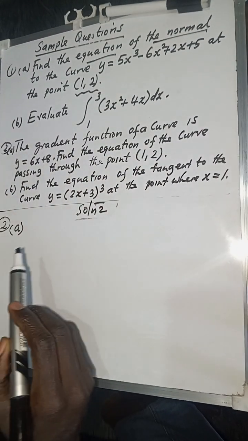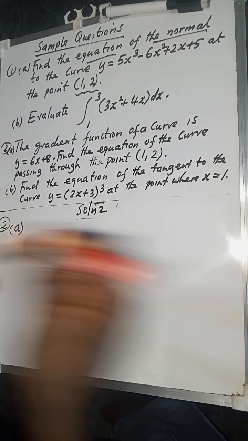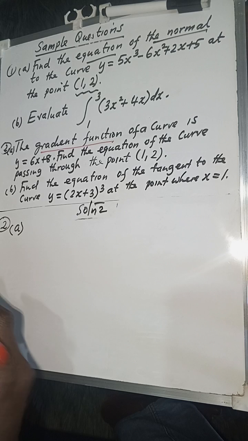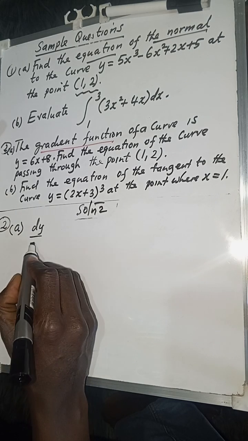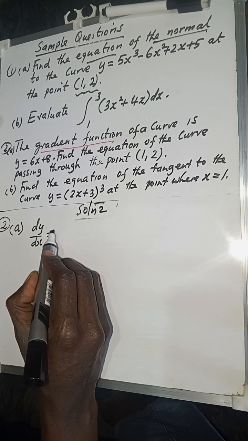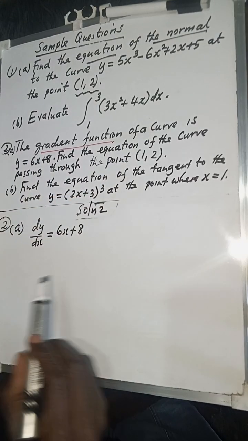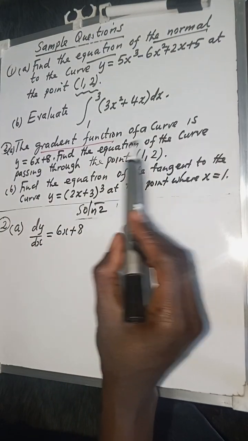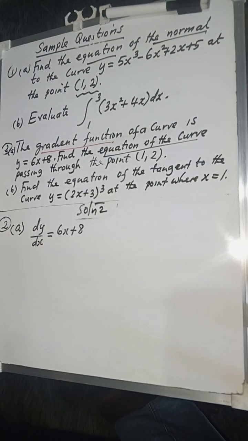So this question is slightly different. I want you to pay attention on 2A. It says the gradient function. So they have given you the gradient function of a curve is that. In other words, what they mean is that dy over dx is equal to 6x plus 8. That's what they mean when they say the gradient function of the curve is that. Then they tell you find the equation of the curve.